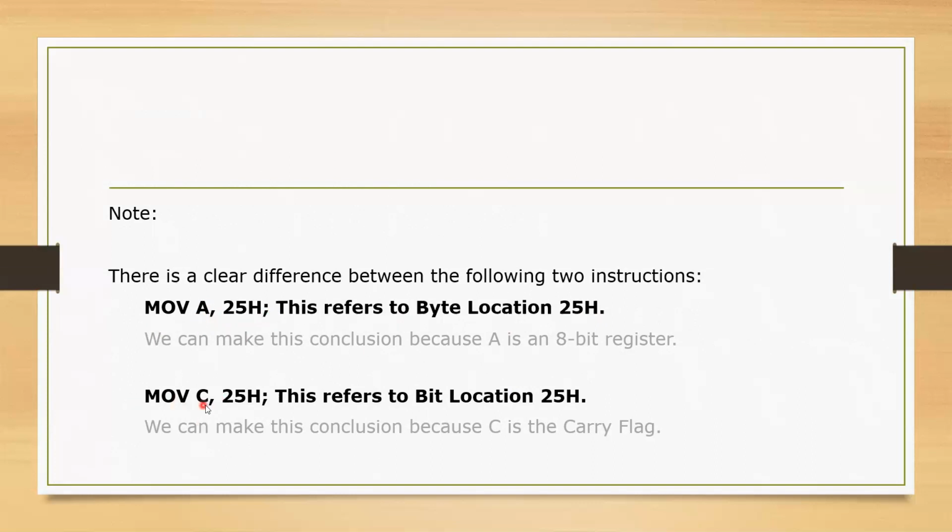Here you can see MOV C, 25 hex. Here the 25 hex refers to bit location 25 hex, because the C register is the carry flag, which is a 1-bit flag. So only 1 bit can be moved to the carry flag. Here the 25 hex will represent the bit location 25 hex of the internal RAM.